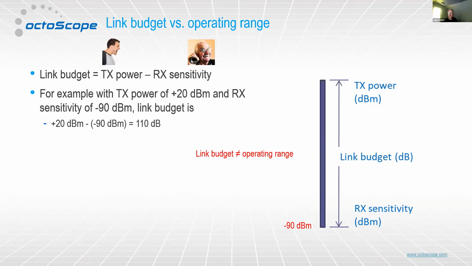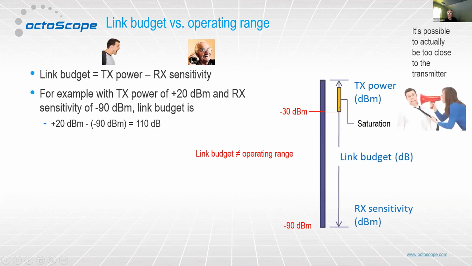Now, one important thing to know is that the link budget itself is not exactly the same as the operating range. The reason for that is that there's a portion of this link budget right near the transmit power that's referred to as the saturation region. The saturation region reflects the idea that it's actually possible to be too close to the transmitter. You can imagine this with the same kind of model I was talking about before. If you think about it in terms of sound, you can understand how it's possible to be too close to the transmitter. If that transmitter is really loud, you will be overwhelmed by that sound. That's exactly the same thing that happens to a radio receiver. Radio receivers are not built to receive signals that are too strong.